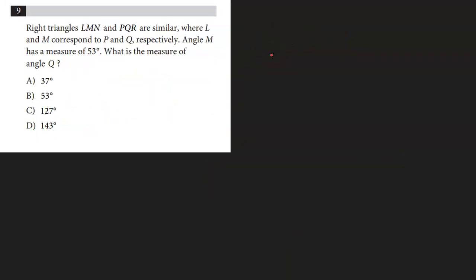All right. So right triangles LMN and PQR are similar, and we're trying to find the measure of angle Q. So what do we know? LMN and PQR are similar triangles. All right, so what does that mean? What does it mean that they're similar triangles? Well, we know that both are right triangles.